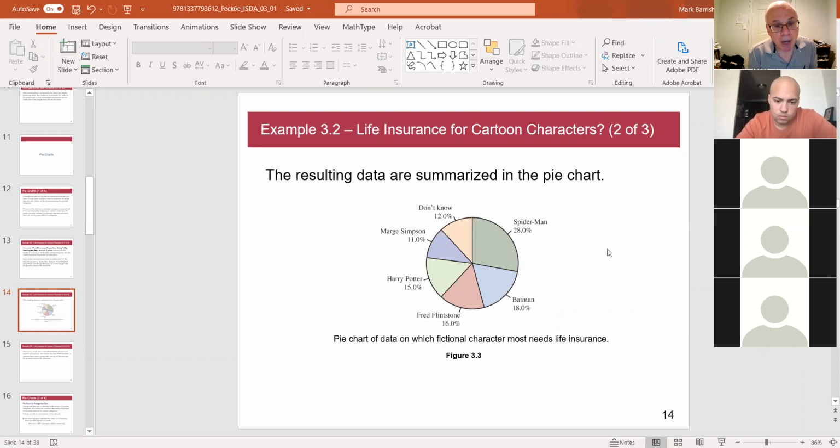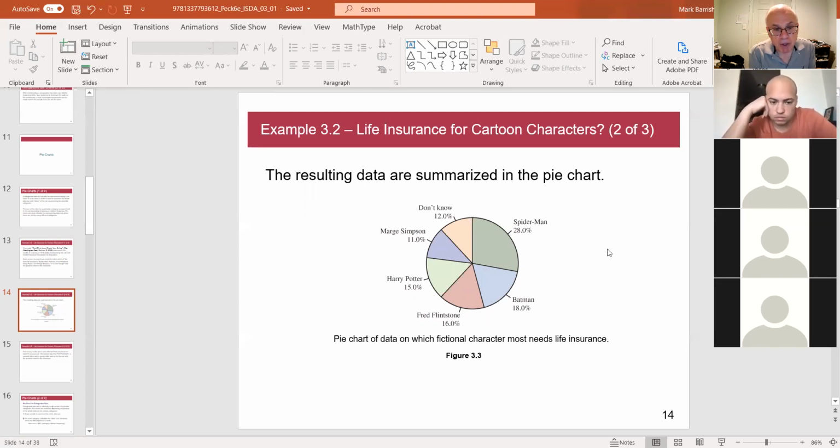Spider-Man. Spider-Man, yeah. What percentage? 28. 28%, right. That's the largest percentage. That's the relative frequency. That's telling you that approximately 28% of the 1,000 or so people who were asked this question picked Spider-Man. Who was the second largest? Batman. Batman. Who was the smallest group? Smallest.